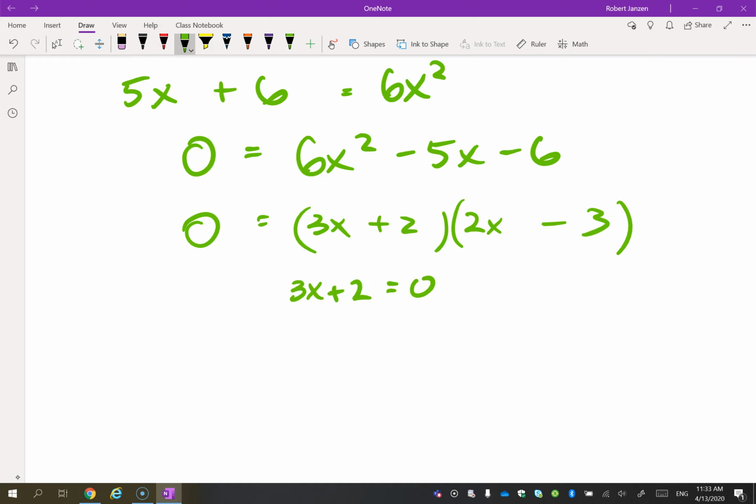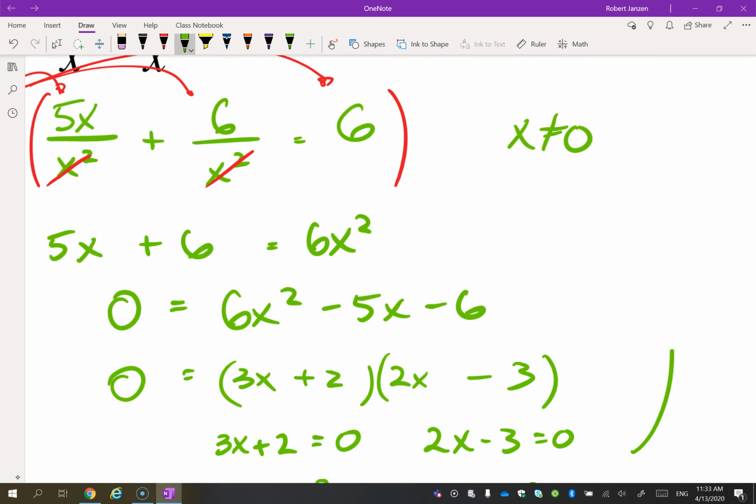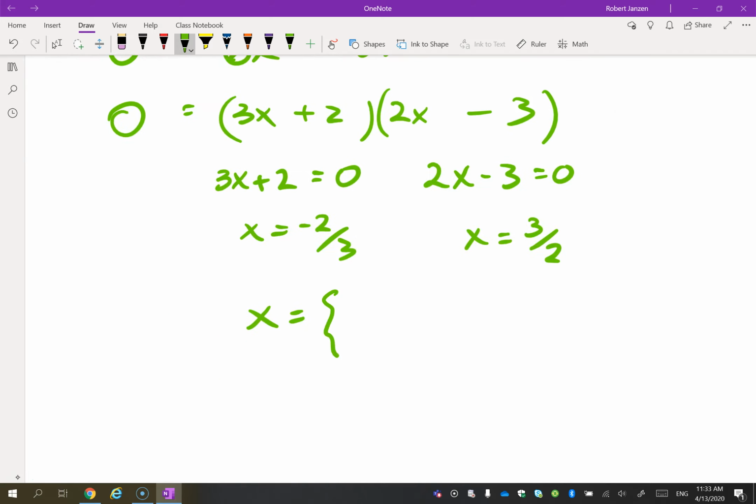Okay, so 3x plus 2 equals 0, and 2x minus 3 equals 0. So x is negative 2/3. X is 3/2. And again, checking our non-permissible value, both those answers are okay. So I'd have negative 2/3 and 3/2.